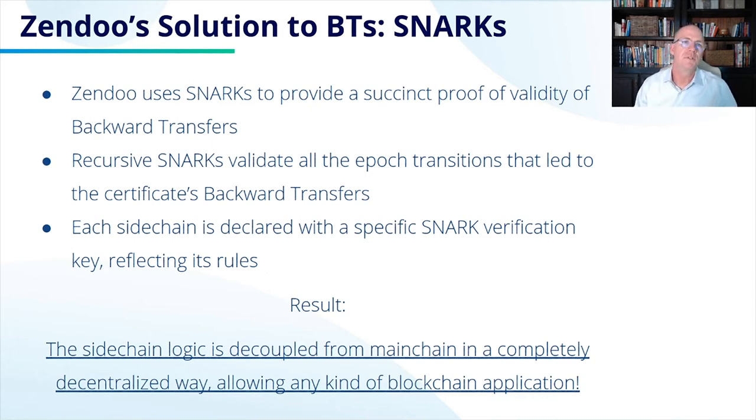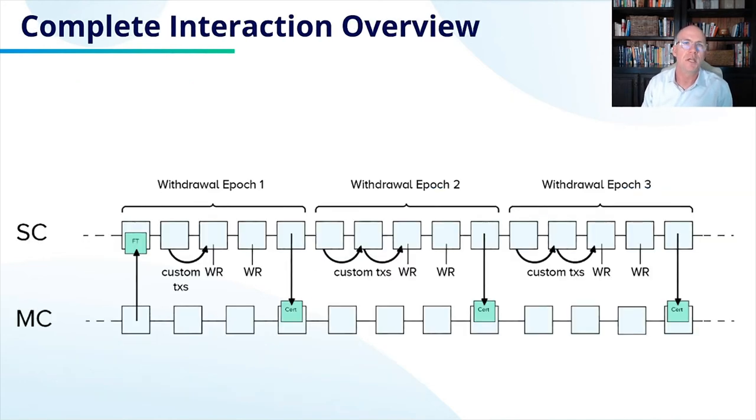So zero knowledge proofs, a specific kind is the SNARK. It's a succinct proof of validity of the backward transfer. And it's specifically done as a recursive SNARK, because when you create the sidechain, it's created with a specific SNARK verification key. So the sidechain logic doesn't matter. You can run a completely different type of blockchain on the sidechain than on the main chain. And that's okay, as long as it follows the cross-chain transfer protocol rules in its interaction with the main chain.